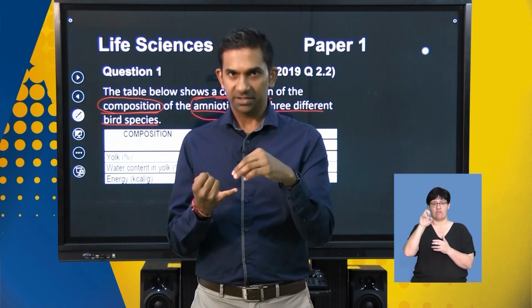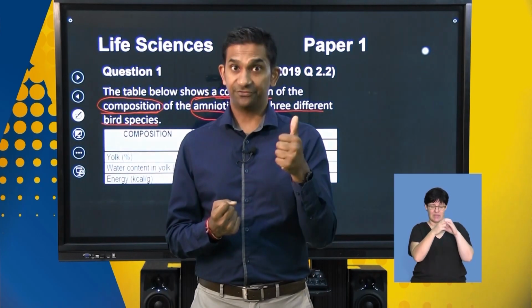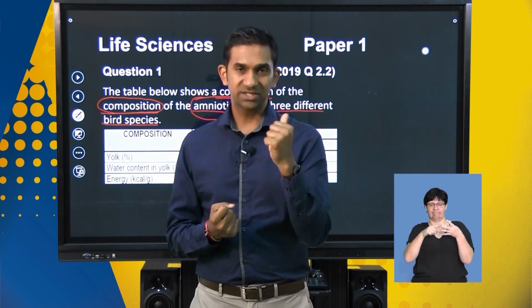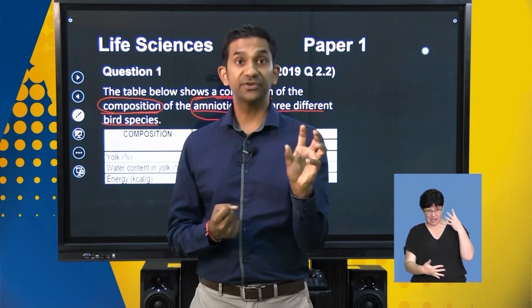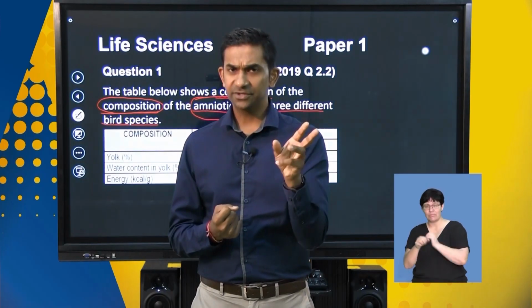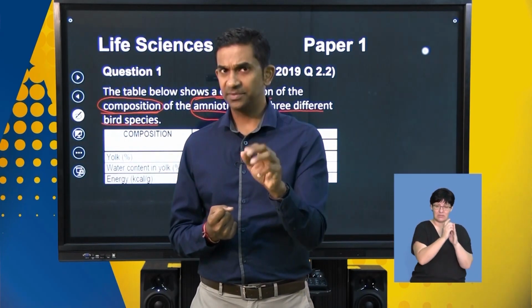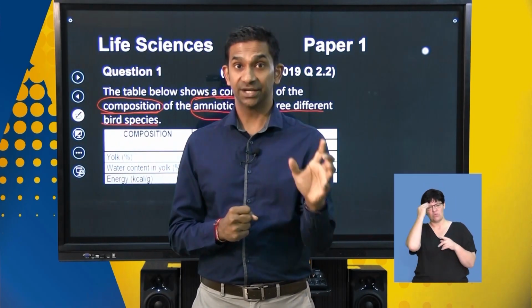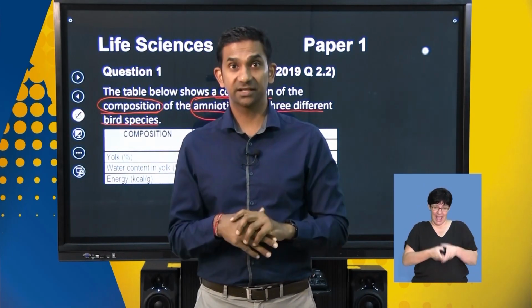So knowing the amniotic egg, the structure, the function of the amnion, chorion, allantois, the yolk sac. You also need to look at different reproductive strategies such as the development of the egg: oviparous, viviparous, ovoviviparous. We also need to know the definitions of internal fertilization as well as external fertilization.